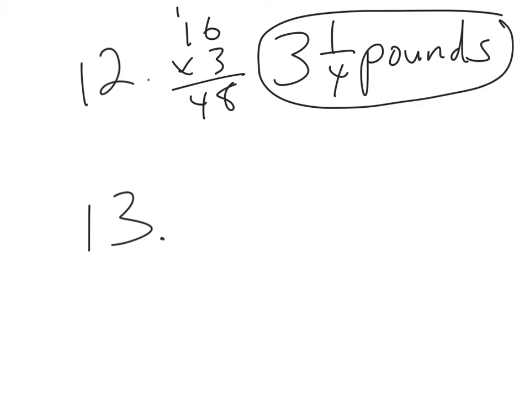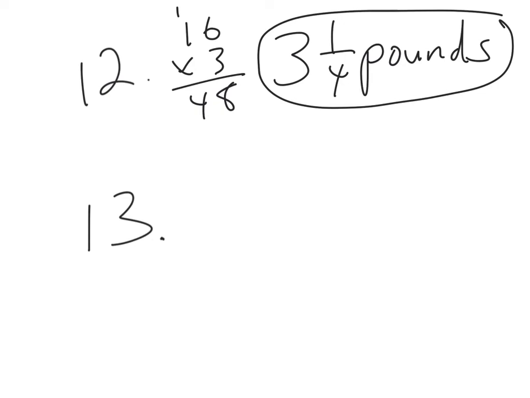Just 3 of the pounds, not even the 1/4, equals the weight of the other one. Okay? Number 13 says a 1/4 pound package of sunflower seeds costs 79 cents. An 8-ounce package costs $1.59. Which package represents the lower cost per ounce? Okay, on this one we have to figure out how much it costs per ounce. It takes 4 of those to make a pound. Oh, we're going to ounces. Sorry about that. There's 4 ounces in 1/4 of a pound.